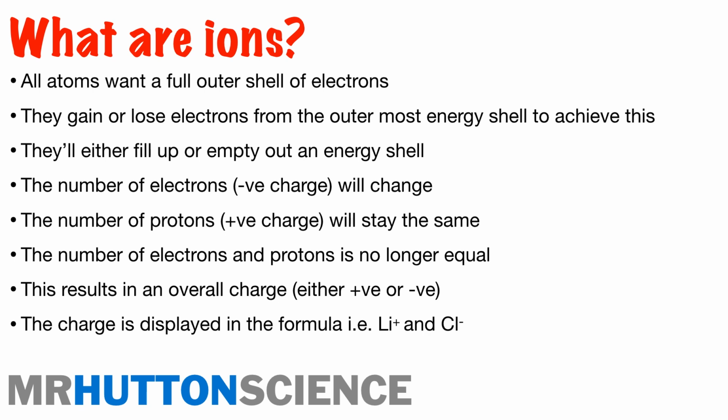So if we had 8 electrons before, and we needed 2 more to get a full outer shell. Originally we had 8 minuses, then we'd have 10 minuses, okay? And that will change. But the proton number is always the same. The proton number does not change.